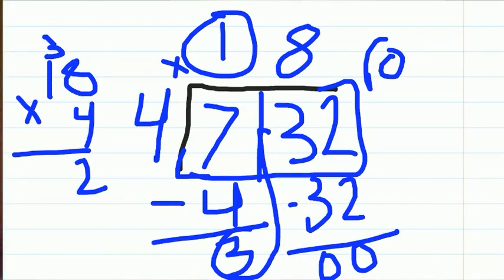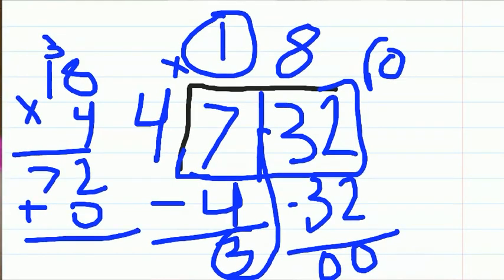So 4 times 1 is 4. Then you're going to add the 3. 4, 5, 6, 7. That's going to give you 72. So then you're gonna add your remainder. My remainder is a 0, so you're gonna add that. So 2 plus 0, that's a 2. And 7 plus 0, that's a 7.